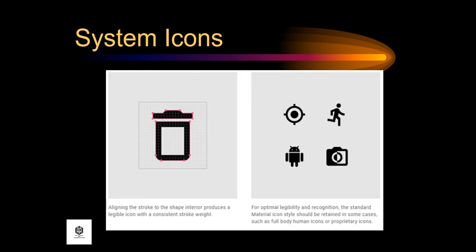Aligning the stroke to the shape interior produces a legible icon with a consistent stroke weight. Then for optimal legibility and recognition, the standard material icon style should be retained in some cases, such as full-body human icons or proprietary icons.